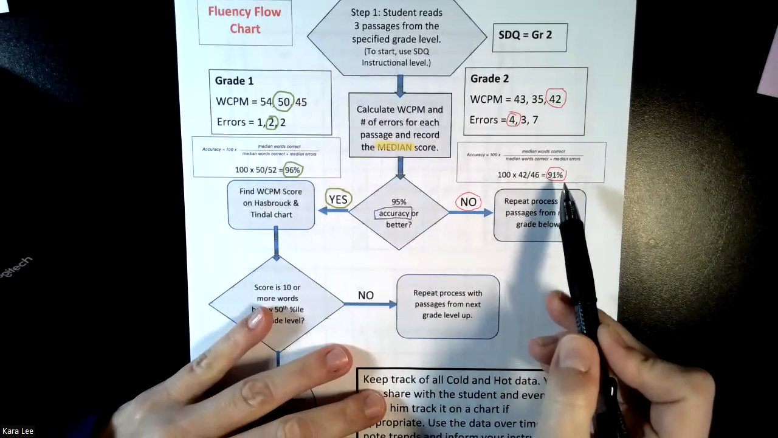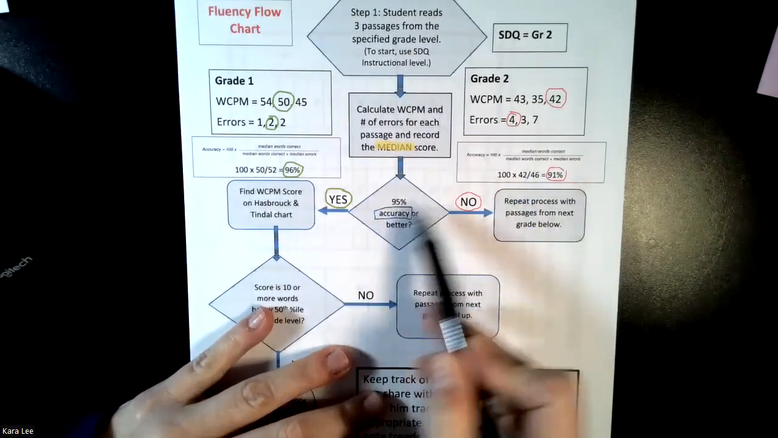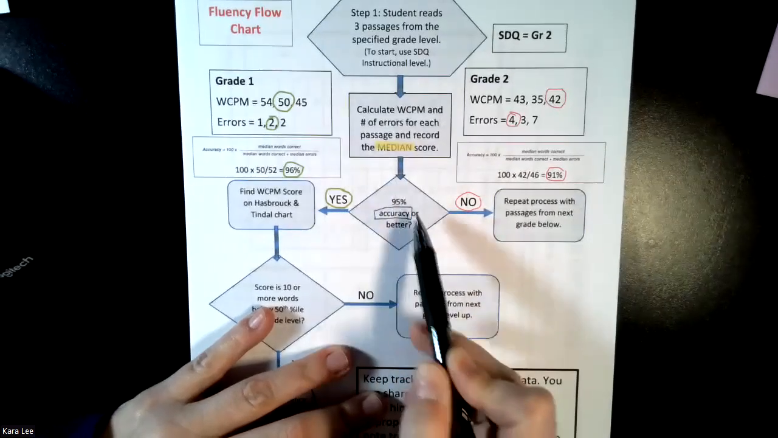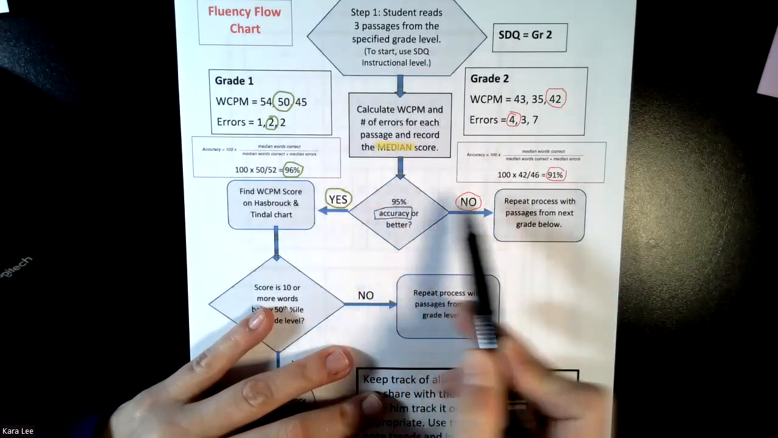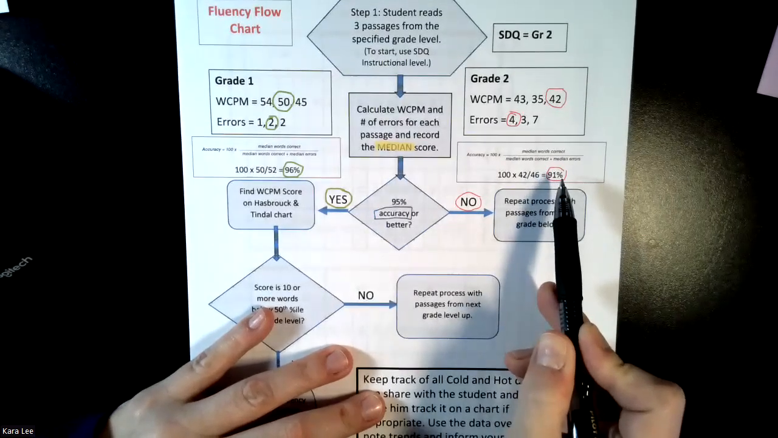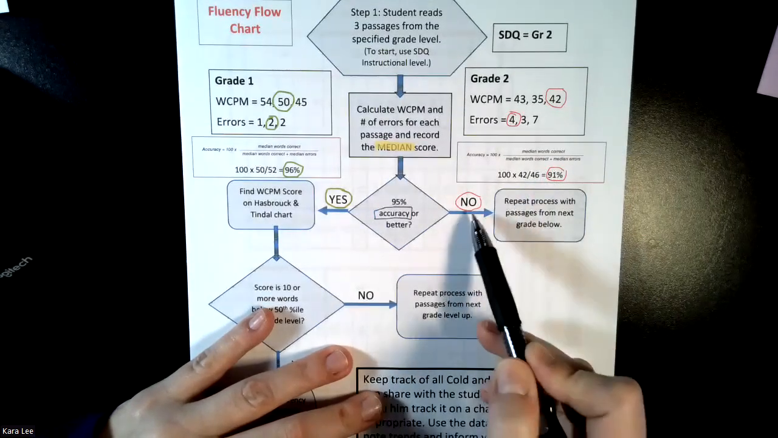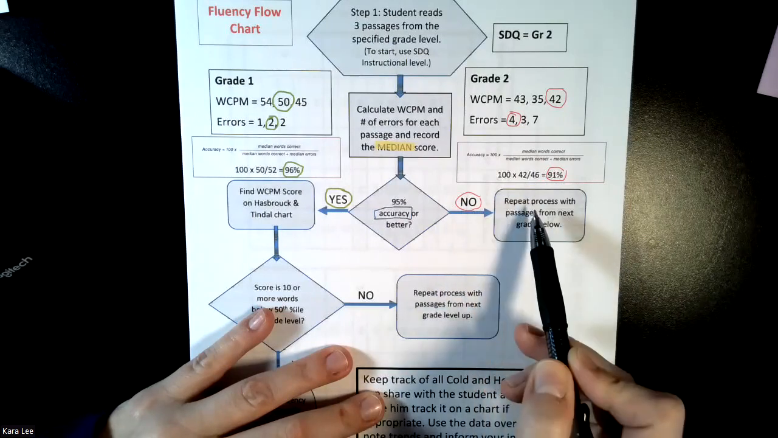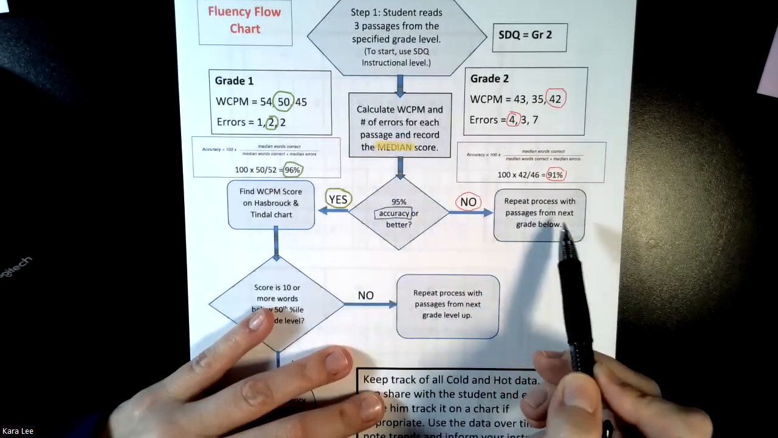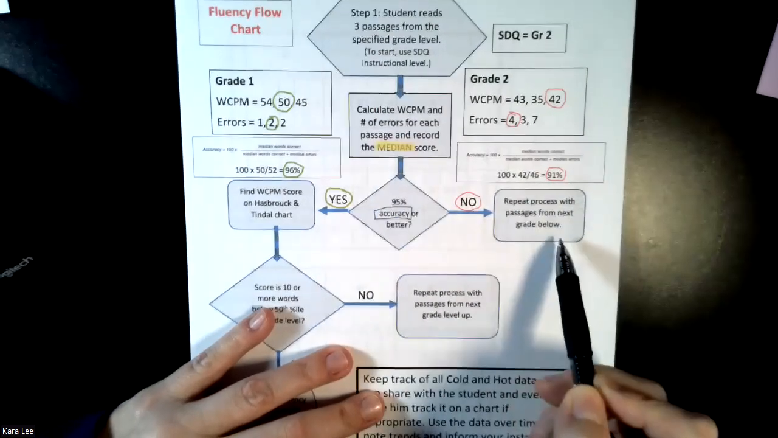Now I go down to my next decision point here. Is that accuracy 95% or better? Is 91% better than 95 or at 95? No, it's not. Okay, so what does that tell me? I'm going to repeat the whole process from the next grade below.